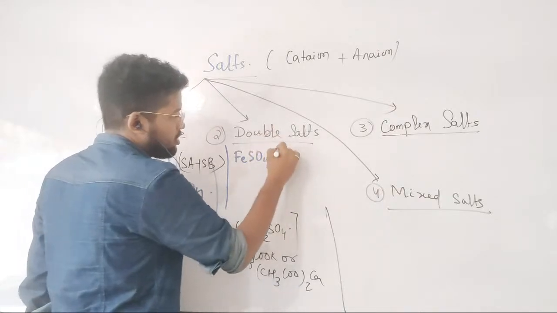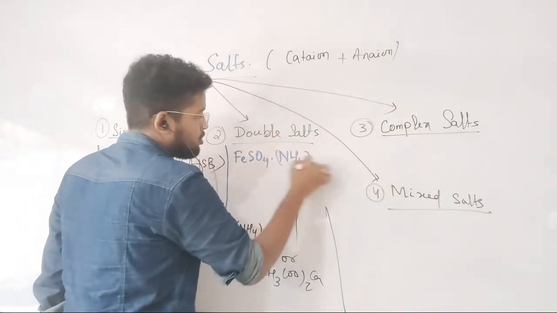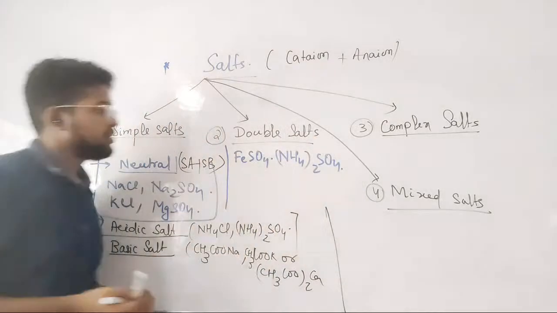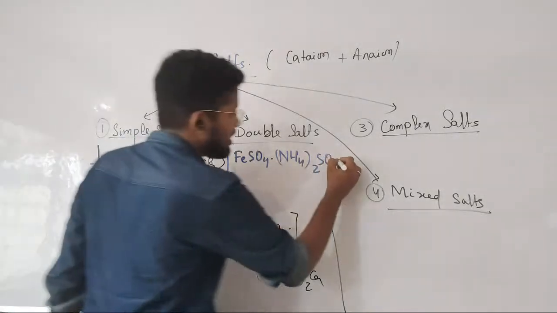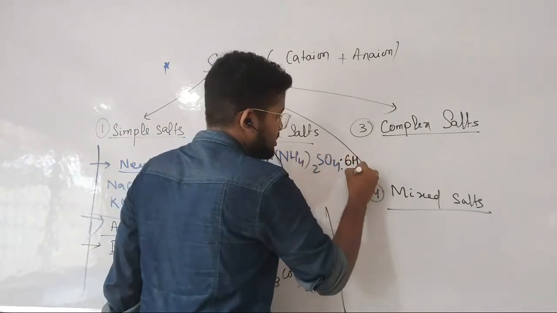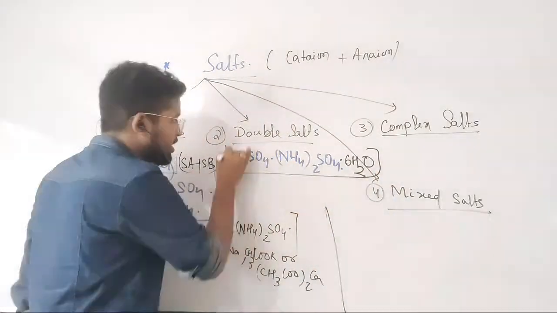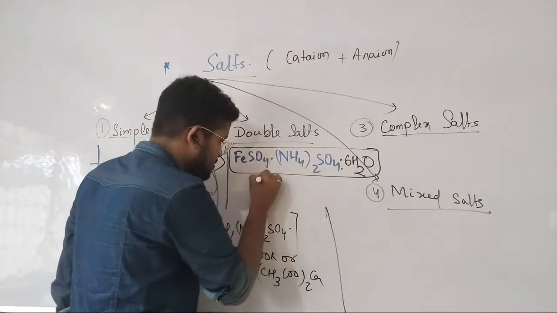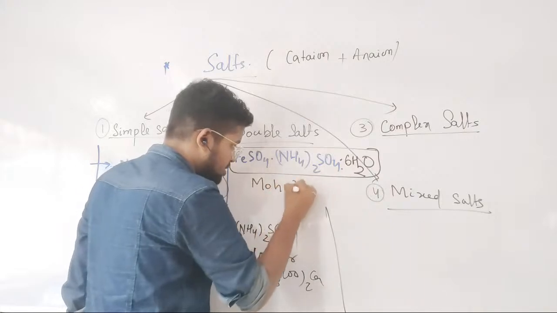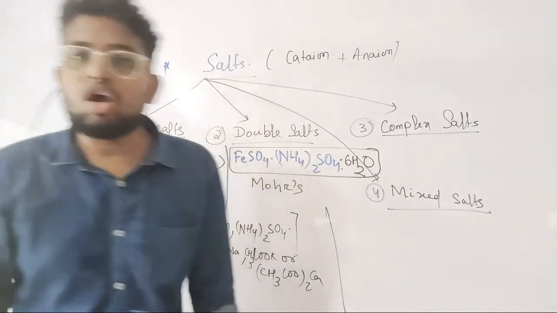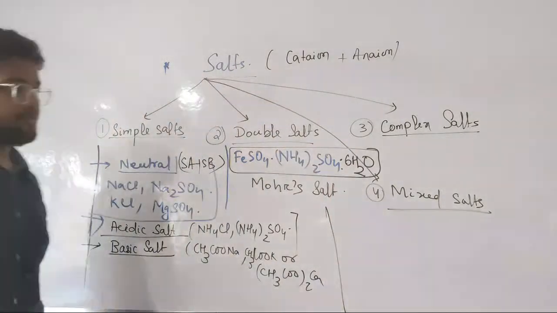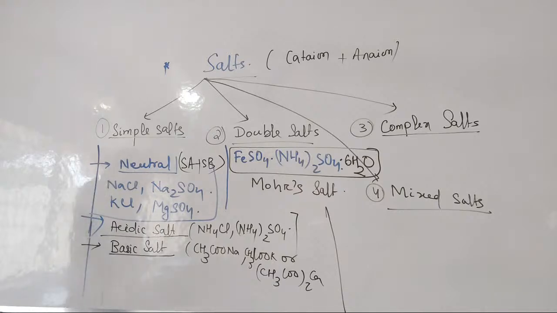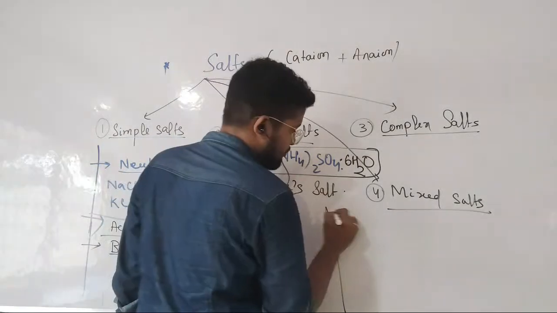FeSO4.(NH4)2SO4. Okay, ferrous ammonium sulfate, like iron sulfate and ammonium sulfate added together with 6 water molecules. So this is a very important salt and the name is Mohr, M-O-H-R, Mohr salt. Right? Then another one is potassium alum, which can be named as potassium aluminum sulfate, 24H2O.